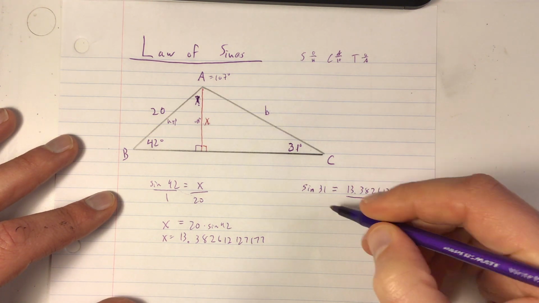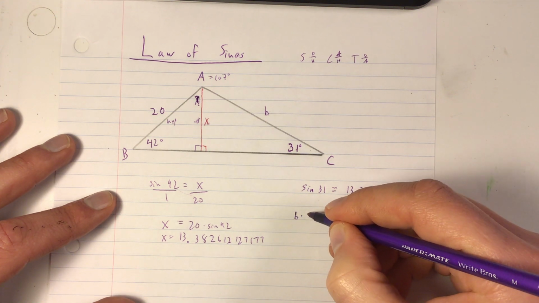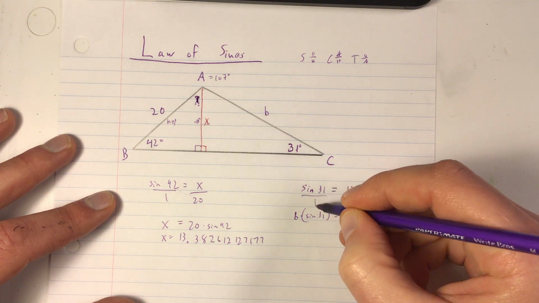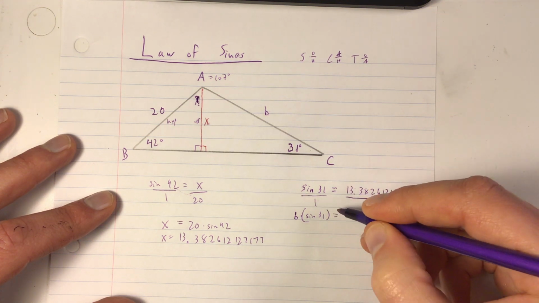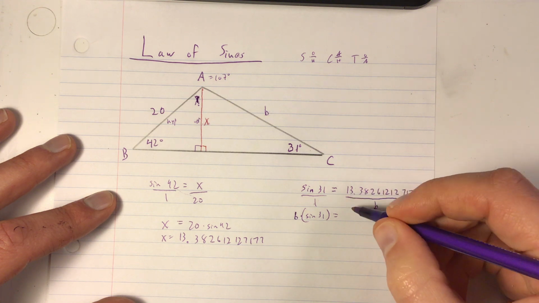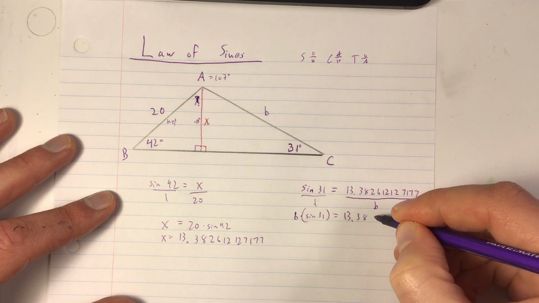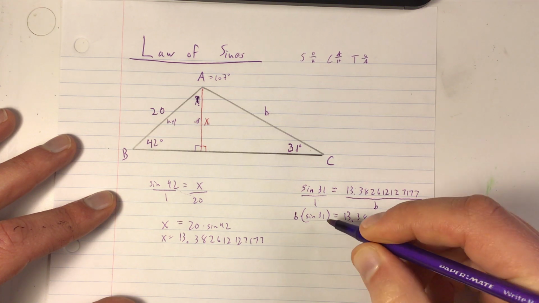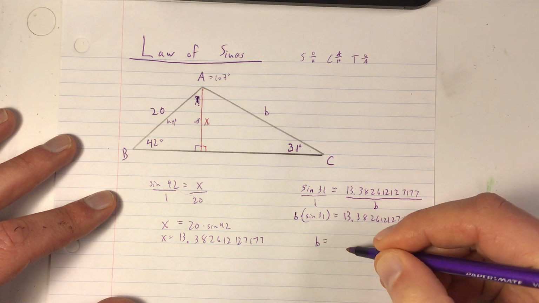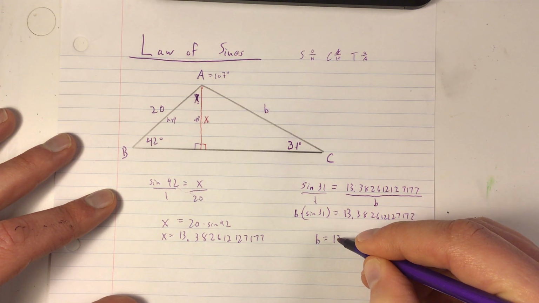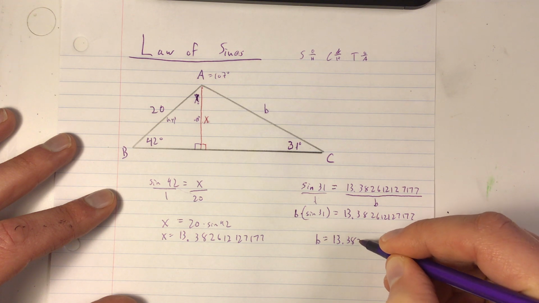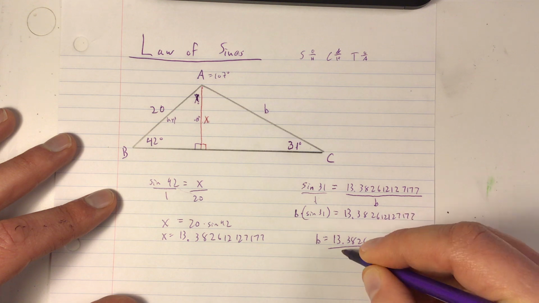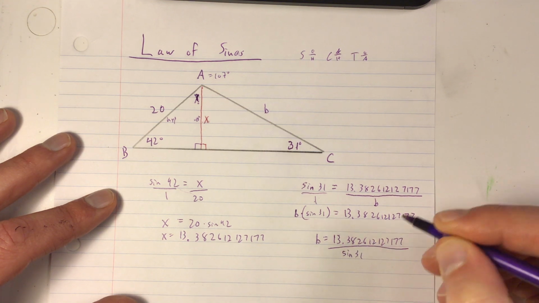So I cross multiply. B times the sine of 31, which is some big long decimal that I don't want to write out. That's 1. So 13.38 times 1 is, well, 13.382612127177. So B, the missing side, is going to equal 13.382612127177 divided by the sine of 31.